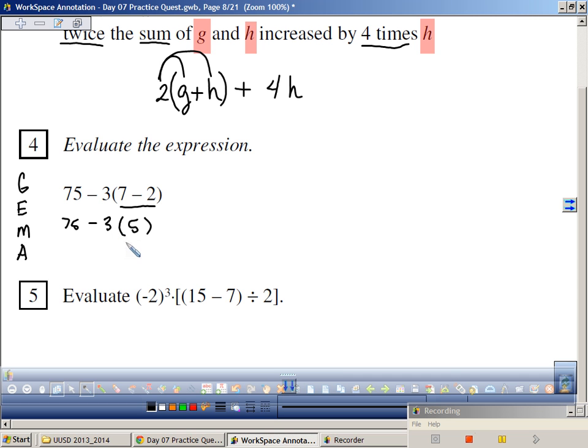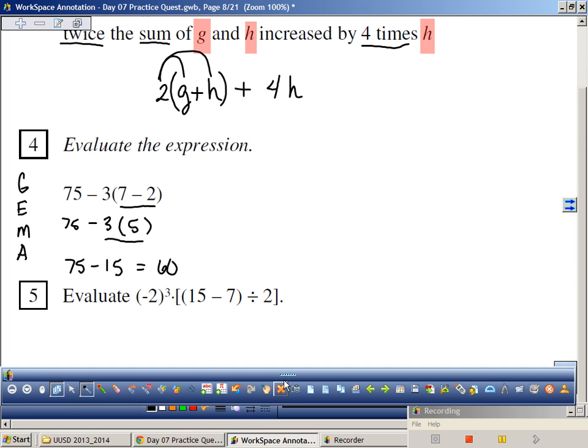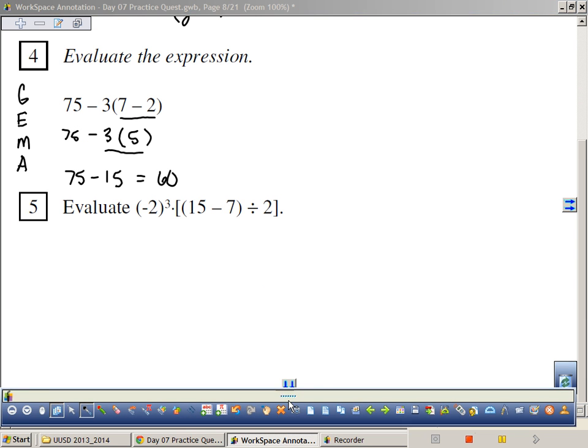All right, let's continue. Am I done with parentheses? Yeah. Not really. I still need to multiply because this is saying 3 groups of 5, right? So 75 minus 3 groups of 5 is 15. What's 75 minus 15? 60. Good job, guys. Questions so far?